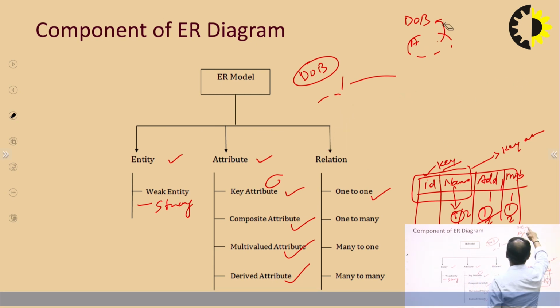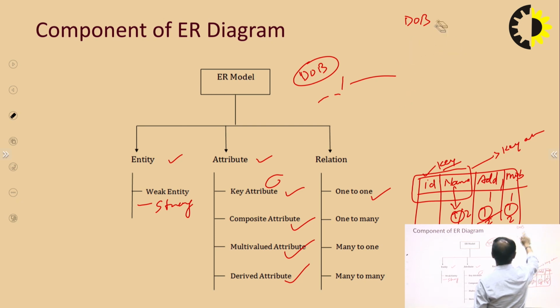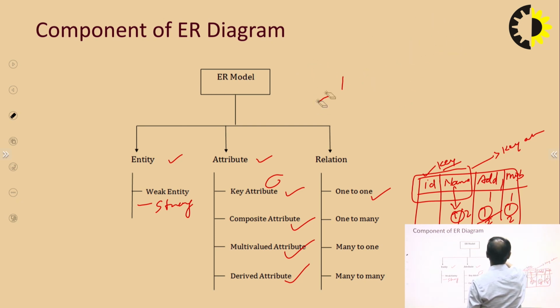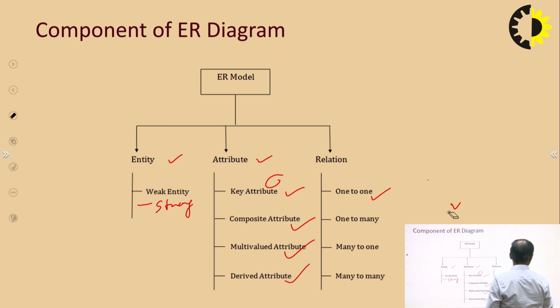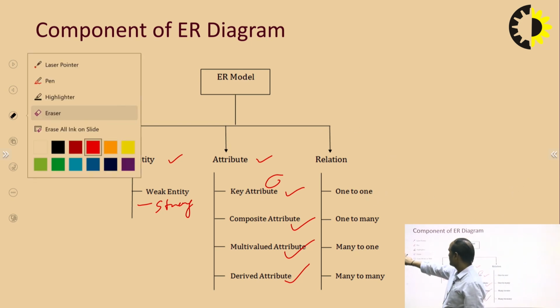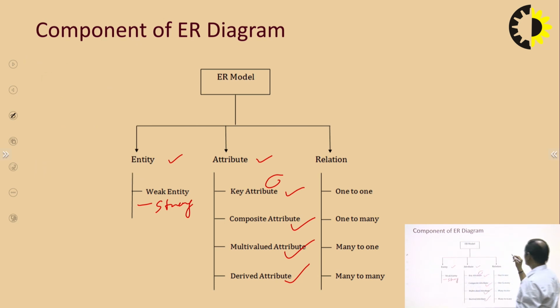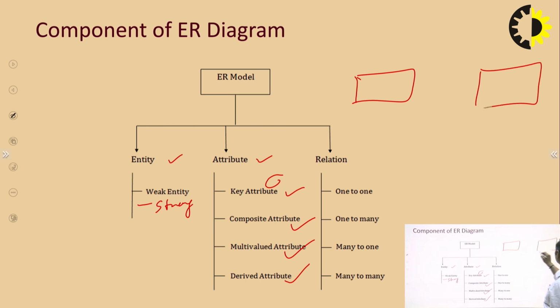Suppose we have particular types of entities that can be connected in a particular manner. This is called one to one, one to many, and many to many relationship. How can we describe it? We can see over here. Suppose we have one entity and here is one entity, and they can be connected like this. This is called one to one.